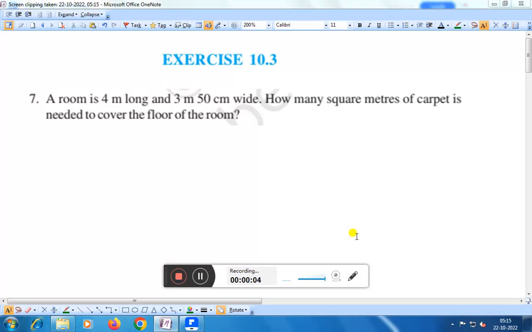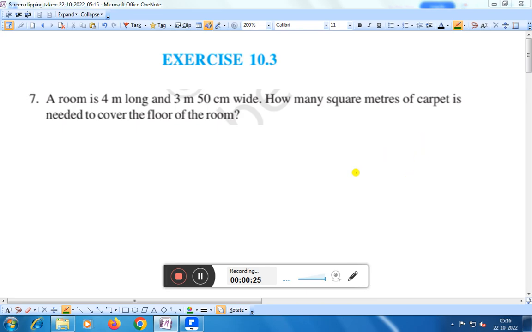Hello everyone. Today we shall discuss exercise 10.3 question number 7. A room is 4 meter long and 3 meter 50 centimeter wide. How many square meters of carpet is needed to cover the floor of the room? That means we have to find the area of the room.